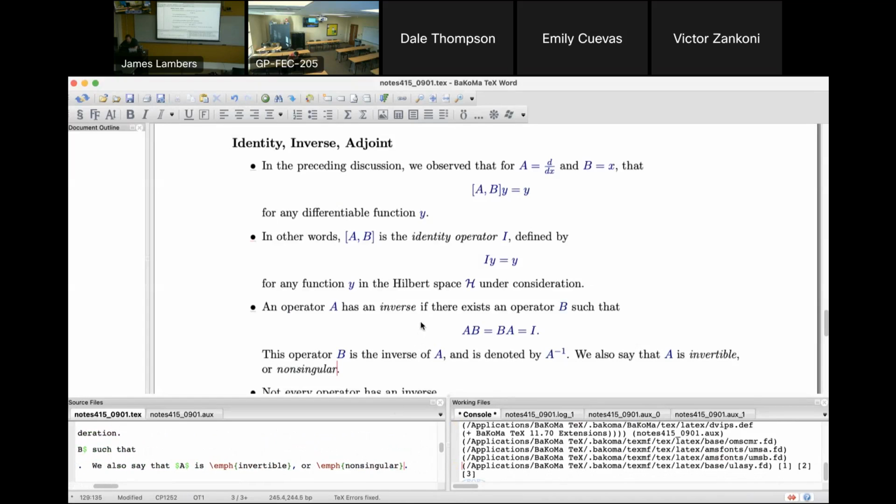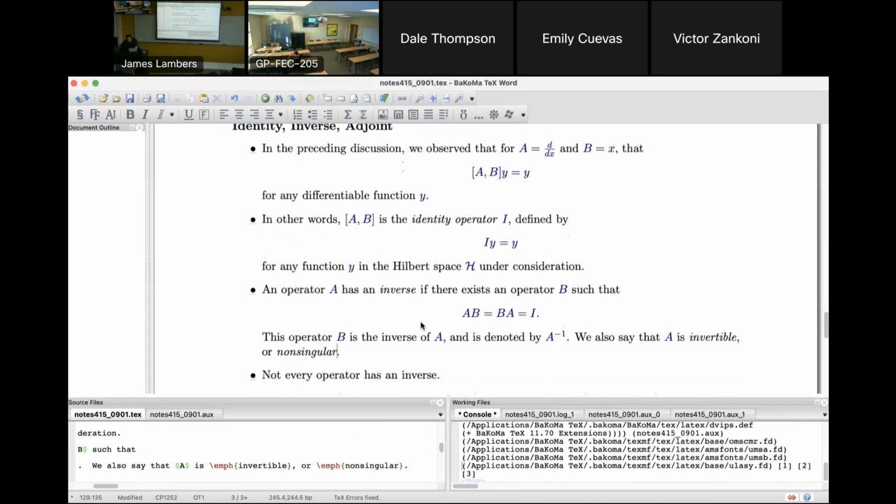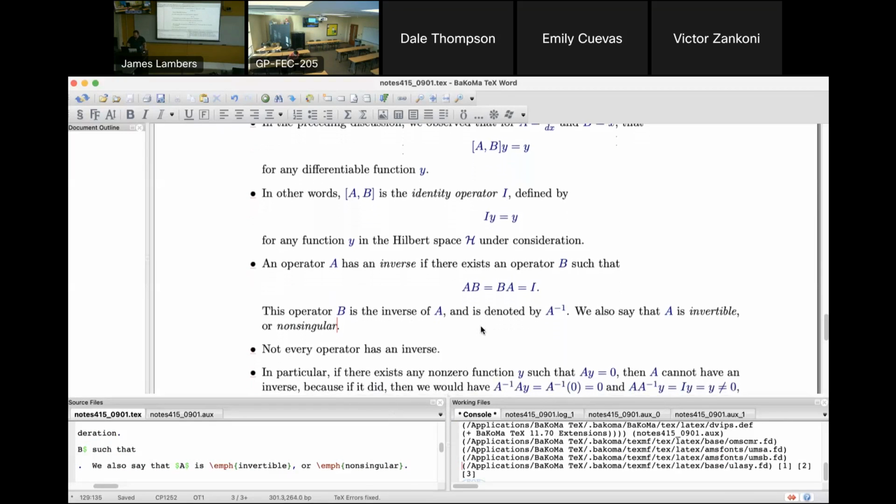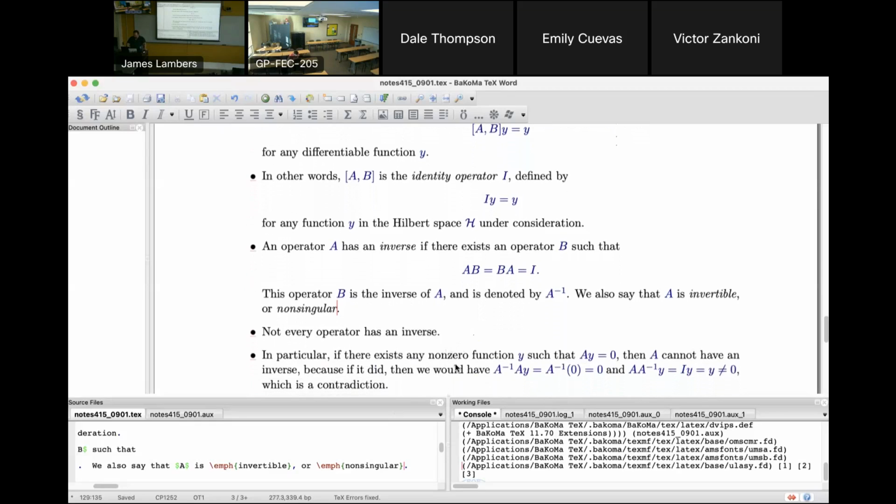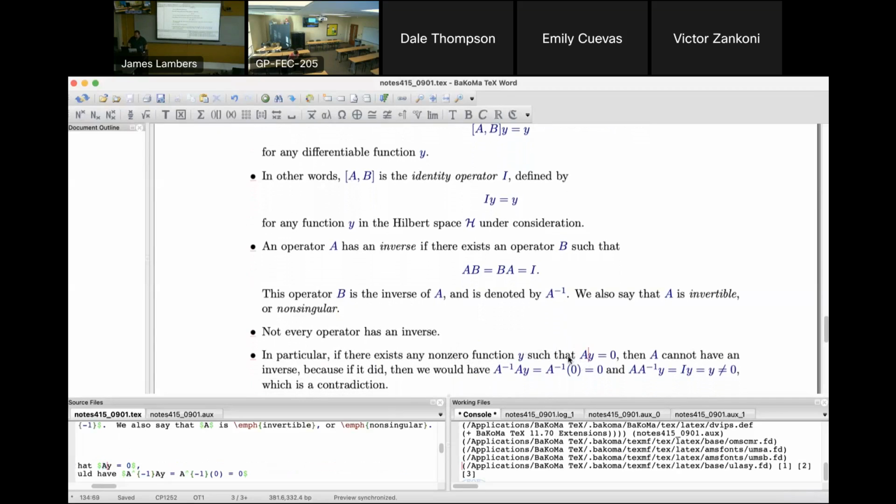Non-singular. So if an operator does not have an inverse, we say it's singular. One property of operators, whether they are invertible or not, depends on when they produce zero. So if you have an operator A, and A applied to any non-zero function gives you zero, then it's not possible for A to have an inverse.